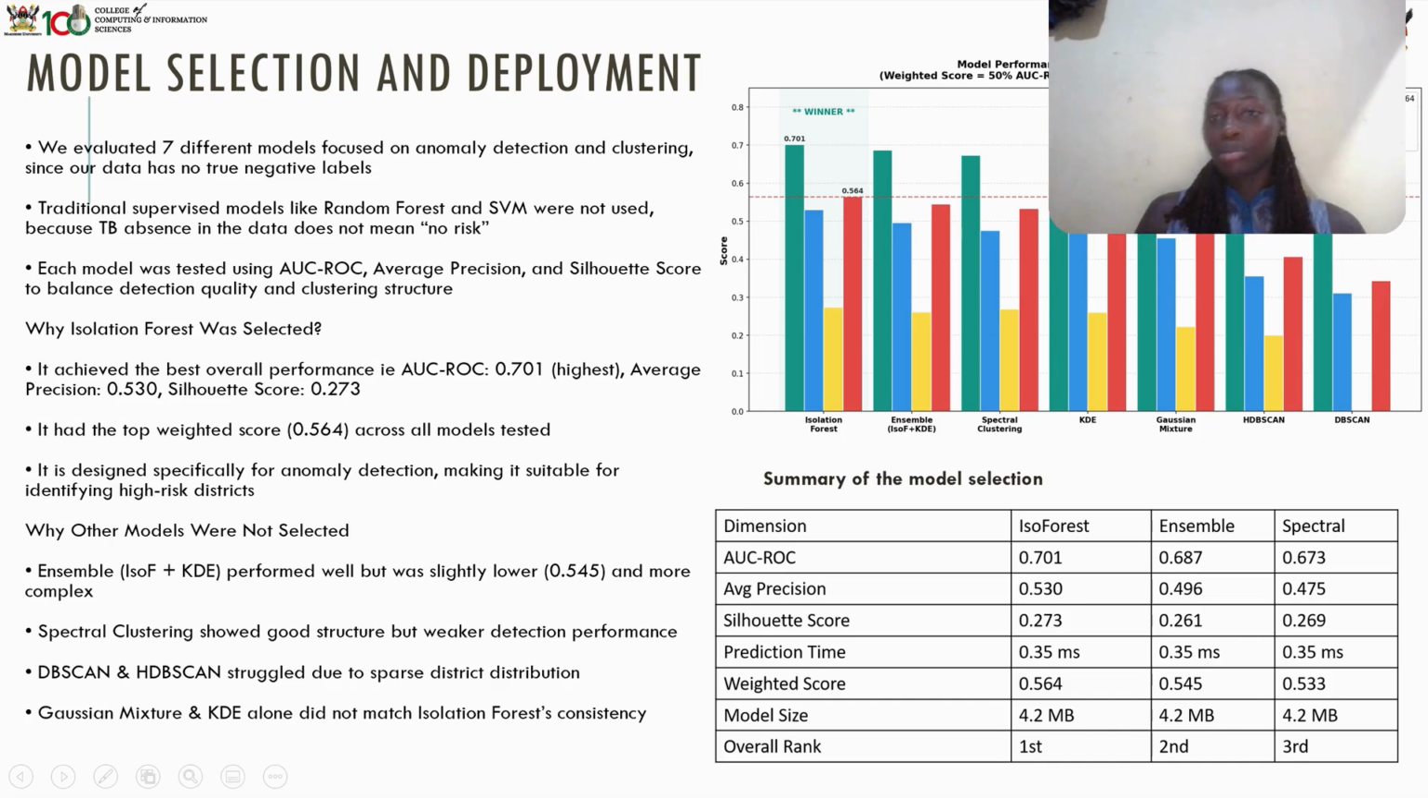And here we have the model performance graph showing the different 7 models we talked about: the isolation forest, ensemble, spectral clustering, and KDE, Gaussian mixture, and the rest. And here is the summary of the model selection. Overall, it shows that isolation forest stood out, and it's the model we're going to deploy in our next steps.